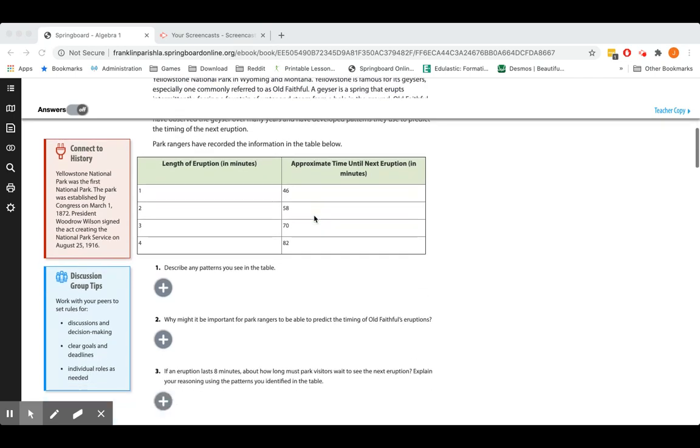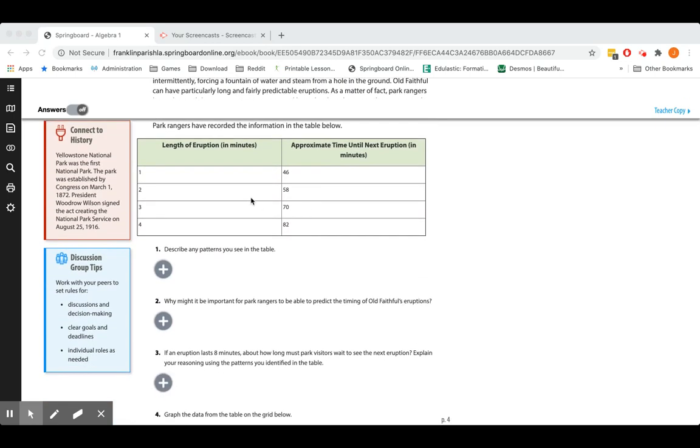For example, let's look at this chart. We have the length of eruption in minutes. So the eruption might be 1 minute long, 2 minutes, 3 minutes, 4 minutes, and the approximate time until the next eruption in minutes. So if that eruption was 1 minute long, it was 46 minutes until the next eruption happened. If the eruption of water was 2 minutes long, it took a little bit longer and went up to 58 minutes before the next eruption, and so on. 3 to 70, 4 to 82.